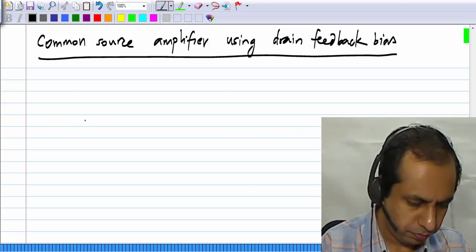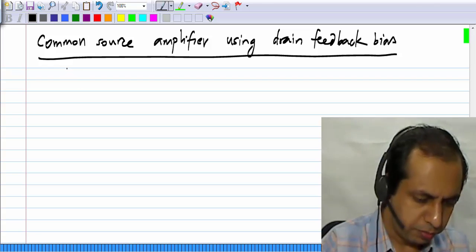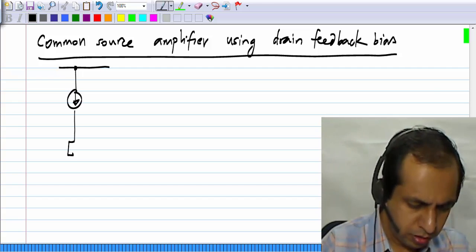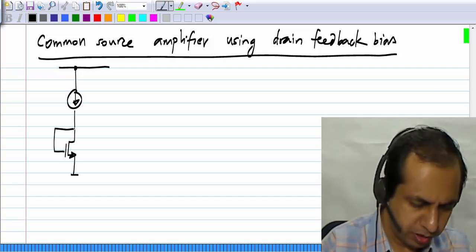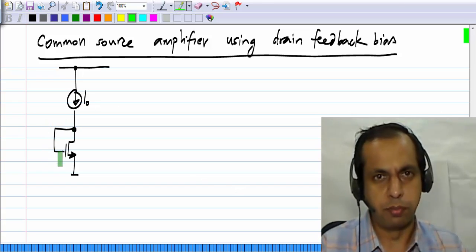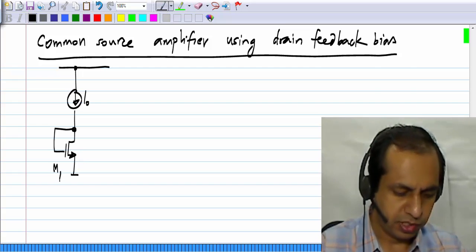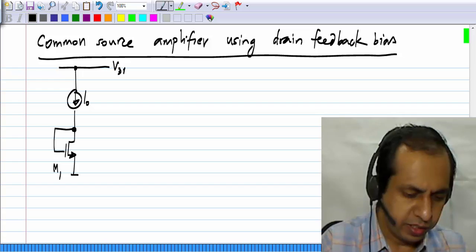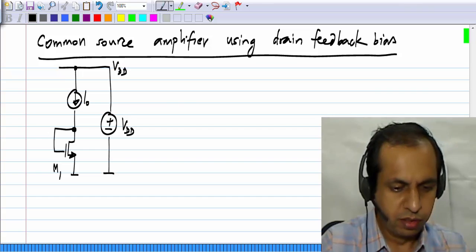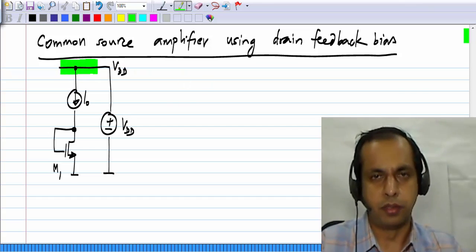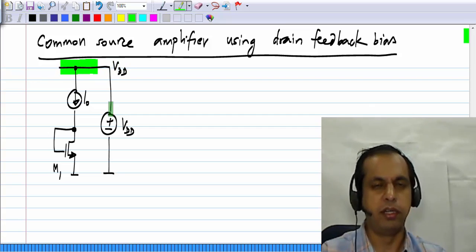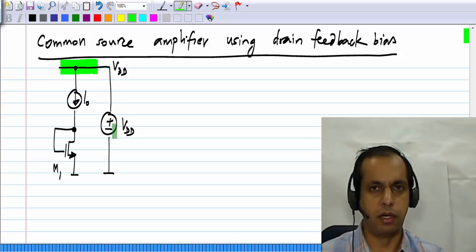Now, drain feedback bias has this arrangement. The desired drain current I0 is connected that way, and the drain voltage is fed back to the gate. Let me call this MOS transistor M1, and this is VDD, which really means that the supply voltage VDD is connected between this upper rail and ground. It's quite common to show sometimes just a line that is marked VDD. It means that there is a battery of value VDD between this point and ground.